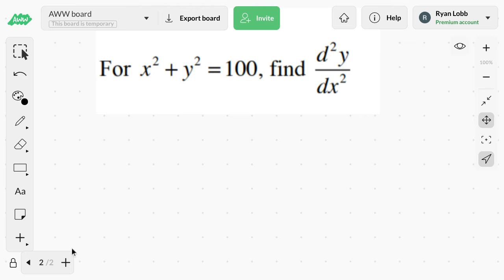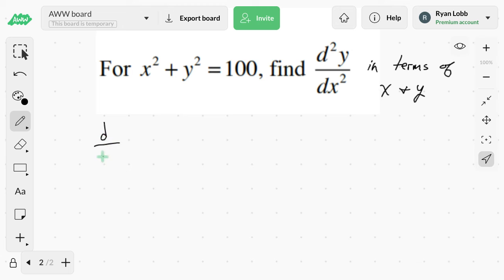And now let's go over here. On this one, we're going to find the second derivative of y with respect to x. Okay, so this stands for the second derivative. And generally, we want it in terms of x and y. So in the end, we want this in terms of x and y. To find the second derivative, we've got to find the first derivative, right?